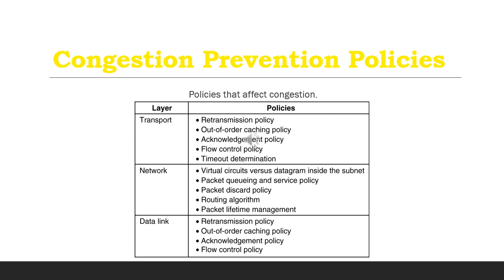These are the policies that affect congestion. At the transport layer, we have retransmission policy, out of order caching policy, acknowledgement policy, flow control policy, and timeout determination policy. At the network layer, we have virtual circuit versus datagram inside the subnet, packet queuing and service policy, packet discard policy, routing algorithm, and packet lifetime management. And at the data link layer, we have retransmission policy, out of order caching policy, acknowledgement policy, and flow control policy.